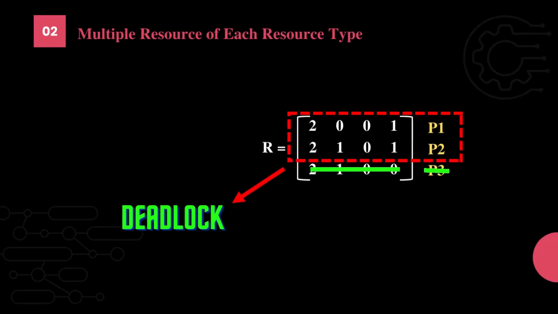So from here we conclude both processes P1 and P2 cannot be completed within the available resources. So deadlock occurs in process 1 and process 2.